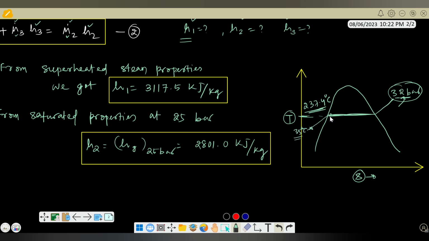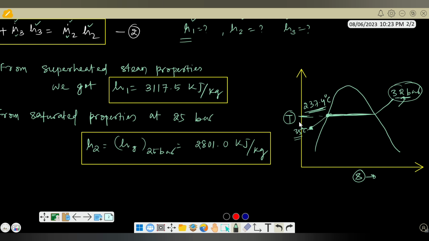So this is not the saturated liquid which is entering the desuperheater. At this particular condition, our liquid water is entering. That means this is the compressed liquid, right? So in this case, if I want to find out the value of enthalpy at this particular point, then how can we find that out?